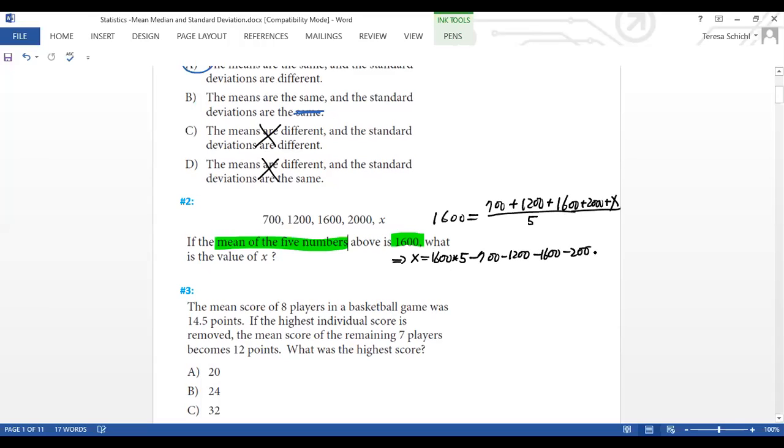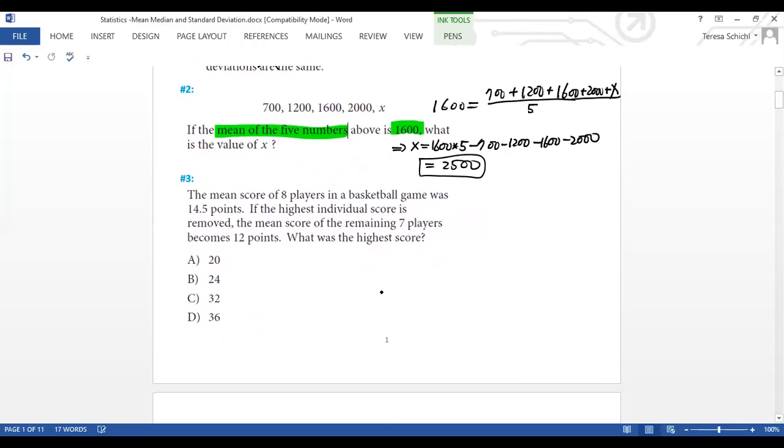Minus 2,000. So what is the answer here? It's 2,500. Like I said, this is a very, very common type of problem. They give you the mean and they want you to find the missing numbers. All right, let's take a look at number 3.